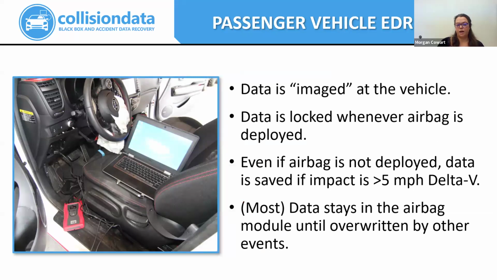So we do have to have access to the vehicle to download the data. And this photograph is an example of us plugged in to the vehicle, retrieving it. But like I said, if the airbag's deployed and they're replacing them, that module can be removed and downloaded off-site. Data is locked whenever the airbags deploy, but even if they don't, if the impact severity was greater than 5 miles an hour delta V, it will take a snapshot of that accident and save it to the airbag control module.